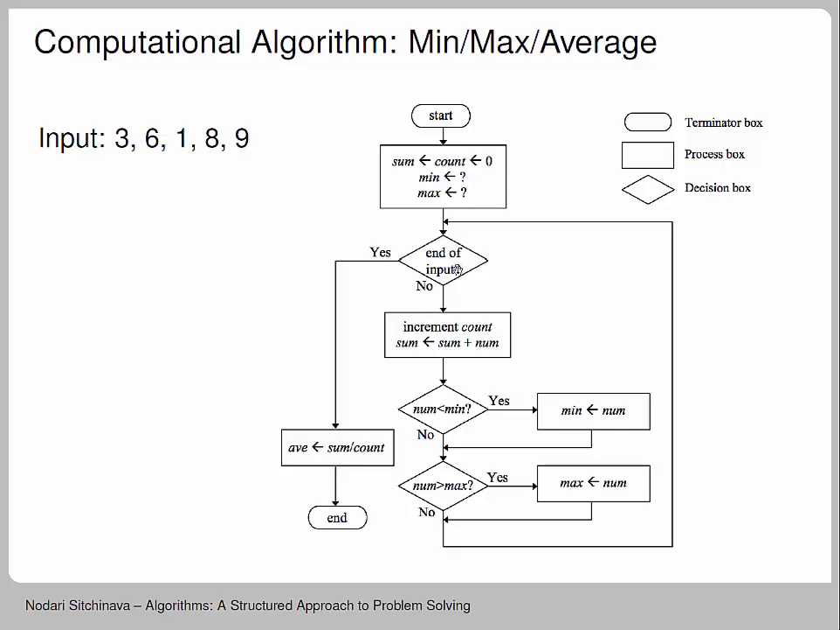Once we reach the end of the input, the condition evaluates to yes, it is the end of the input, and we can set the average to be the ratio of the sum of all the numbers to the count of those numbers. And we can exit.